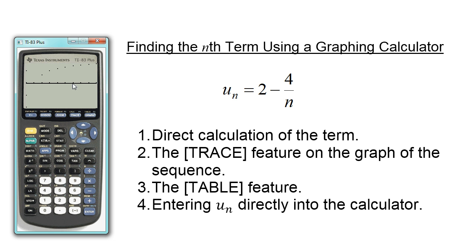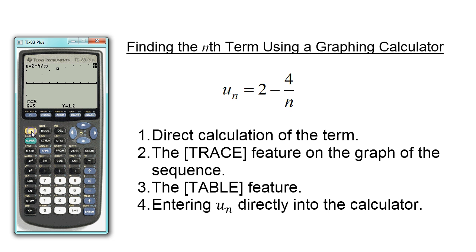Because my index starts at 1, I don't need any negative x's. And when I hit trace, notice how n and x correspond. When I trace this going to the right, my n and my x continue to go up together. Now because I want u sub 5, I'm going to go over till the n and the x equal 5, and there's my y value. It's the same thing.